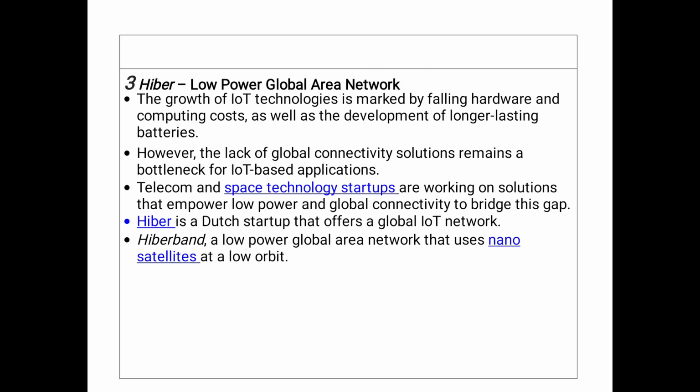The third one is Hyper, a low power global area network. The growth of IoT technologies is marked by falling hardware and computing costs as well as the development of longer lasting batteries. However, the lack of global connectivity solutions remains a bottleneck for IoT based applications. Telecom and space technology startups are working on solutions that empower low power and global connectivity to bridge this gap. Hyper is a Dutch startup that offers a global IoT network, Hyperband, a low power global area network that uses nano satellites at a lower orbit.